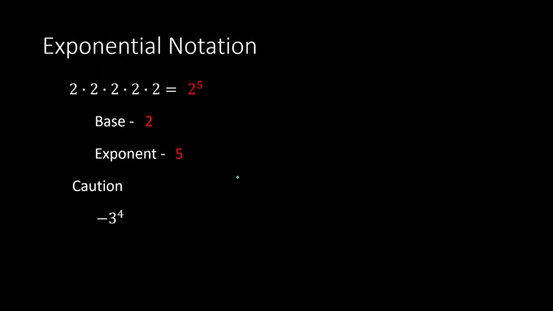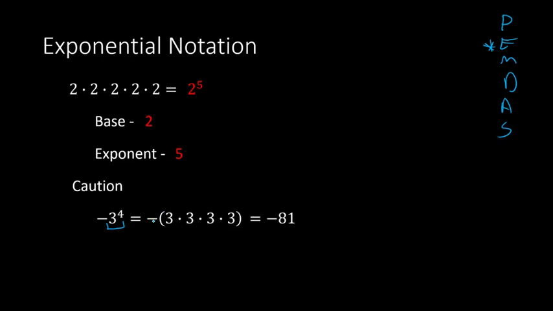Now be careful if you have a negative number raised to a power. Make sure you're following order of operations. So remember order of operations. We have parentheses, exponents, multiply, divide, add, and subtract. So following this order, we want to do exponents first. So what you do is raise 3 to the 4th power first, and that gives you 81, and then do the negative after to get -81.